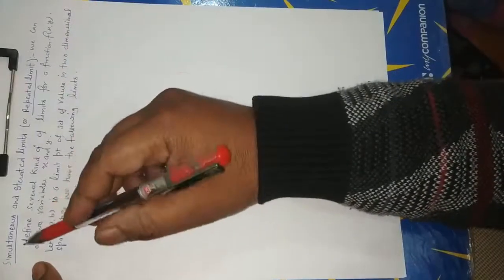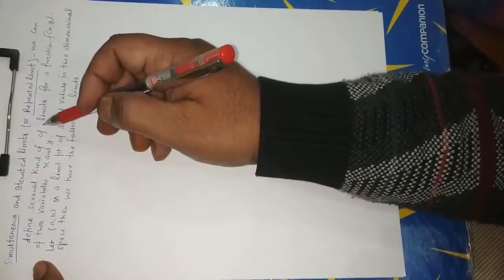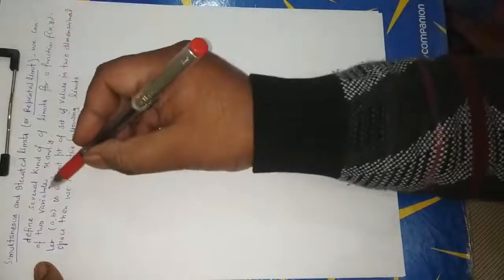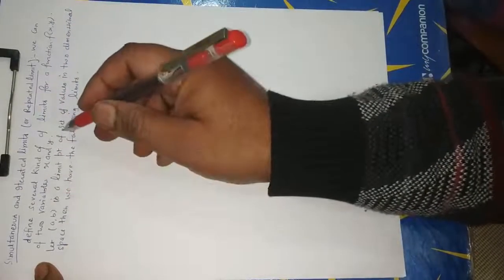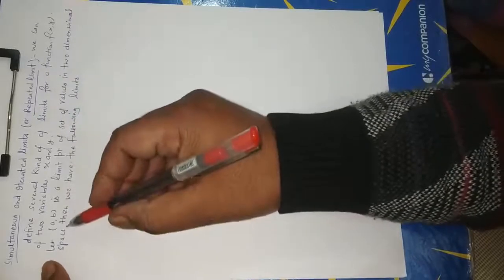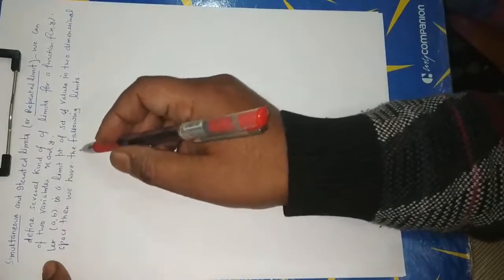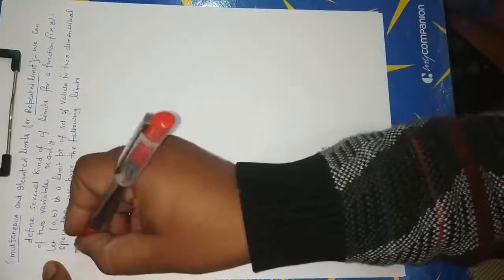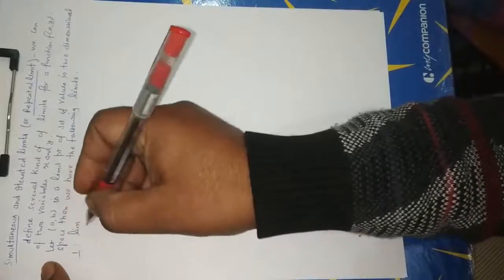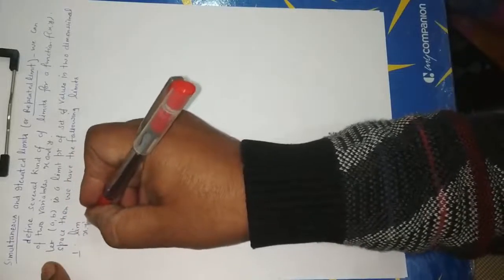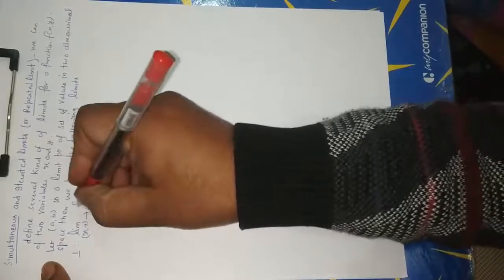Now discuss again simultaneous and iterated limits or repeated limits. We can define several kinds of limits for a function f(x,y) of two variables x and y. Let (a, b) be a limit point of a set of values in two-dimensional space. Then we have the following limits. Number first, limit (x, y) tending to (a, b) of f(x,y).